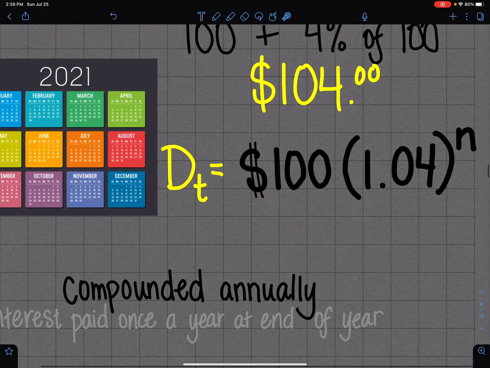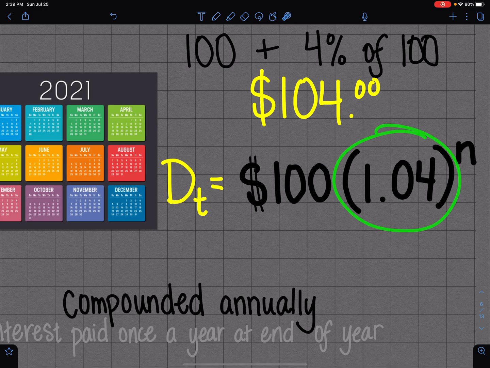This is your growth multiplier. And it's not 4%, it's not 0.04. That would be wrong. It has to be 1.04 because you get to keep all the money that you put in. So if it was just a fraction of this, it would be 0.04, but you have to add in the money that you still have. That's why it's 1.04. And it's raised to the n power, and that is meaning after n number of years.